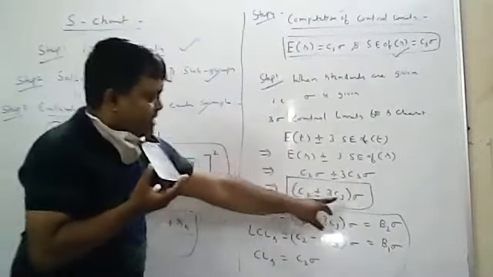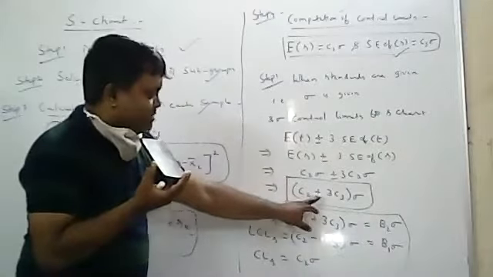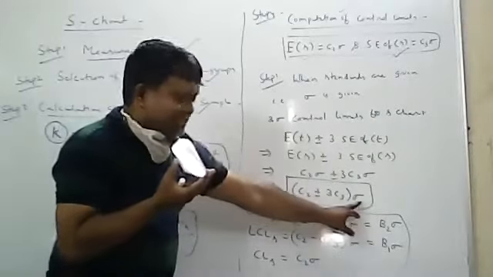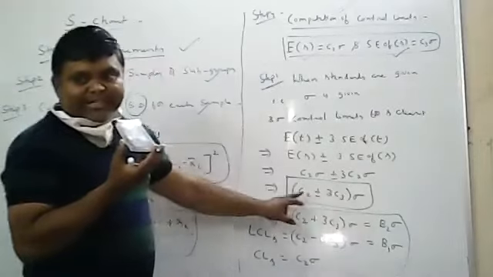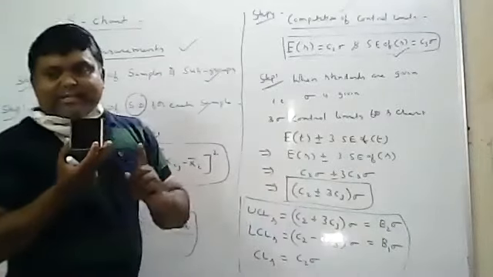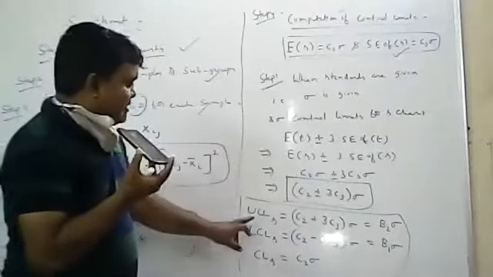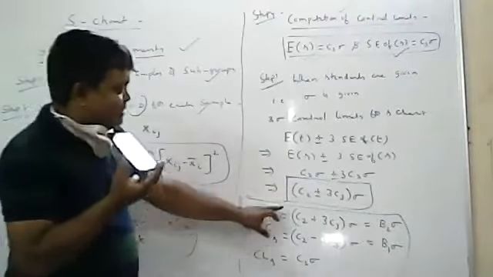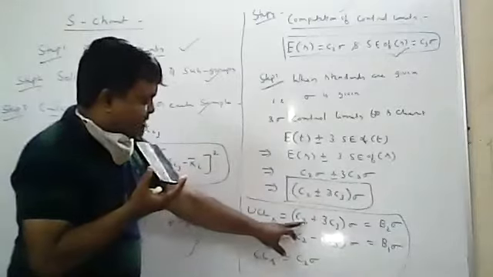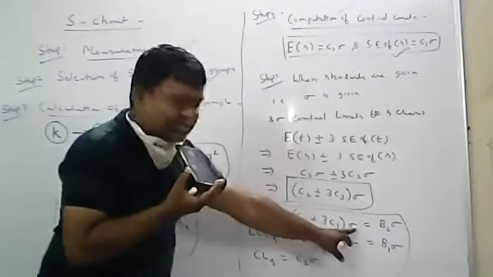So what is common here? Common is sigma. So what you will get? C2 plus or minus 3C3 into sigma. Plus indicates upper control limit, minus indicates lower control limit, first part value indicates CL. So what is the UCL formula? UCL formula takes the plus sign. Plus sign means C2 plus 3C3 into sigma.